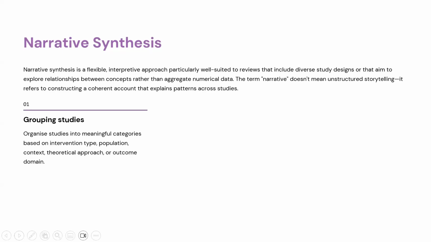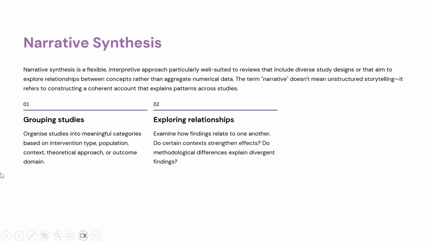So one way of getting into a narrative synthesis is, for example, by grouping studies. So organize studies into meaningful categories based on intervention type, the population of interest, the context, the theoretical approach, or the outcome domain. It also involves exploring relationships, so examining how findings relate to one another, and asking the question, do certain contexts strengthen effects? Or do methodological differences explain divergent findings?